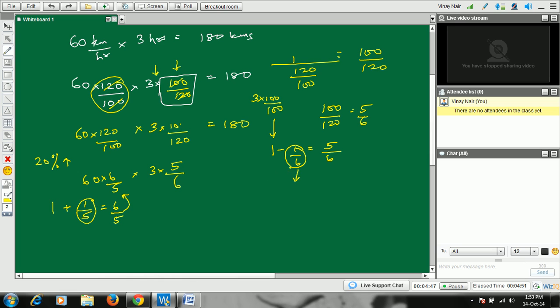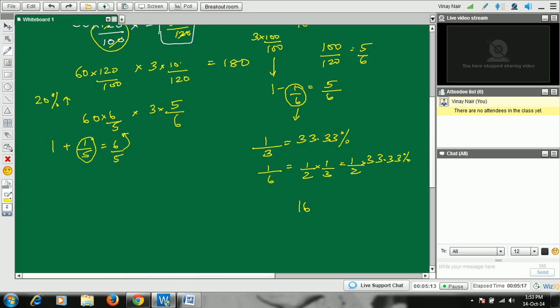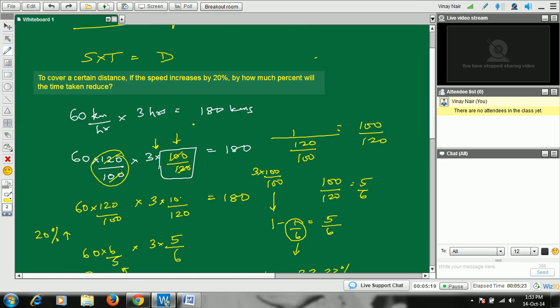So when we say it has reduced by 1/6, what percentage is this 1/6? We know that 1 by 3 is 33.33%. So 1 by 6 should be half of 1/3, which is half of 33.33%, which is nothing but 16.67%. So the answer to this question would be, if the speed increases by 20%, then the time will reduce by 16.66 or 16.67%.